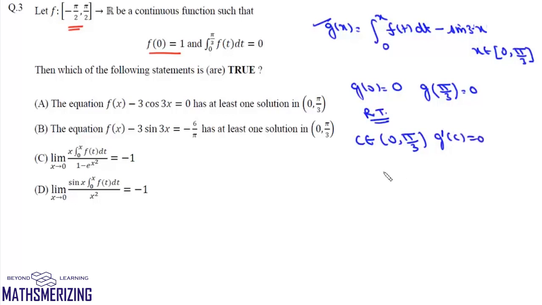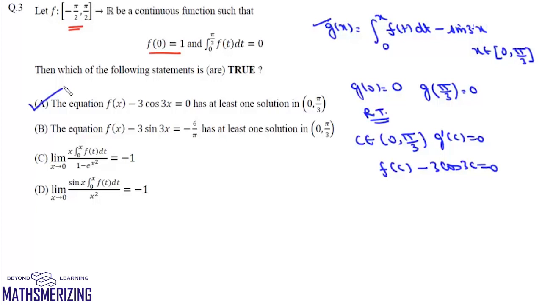Now we differentiate this, then we can write f(c) − 3 cos 3c equals 0. So this equation f(x) equals 3 cos 3x will have at least one solution in 0 to π/3. That means this option A is correct.